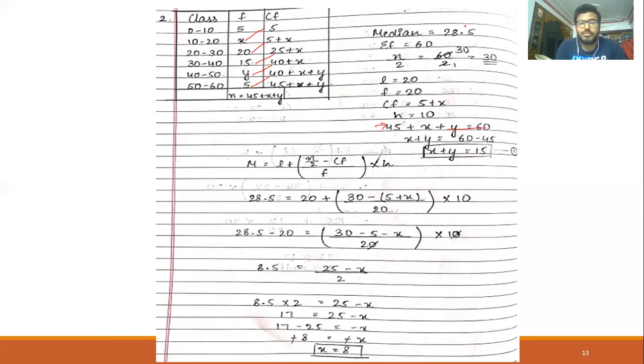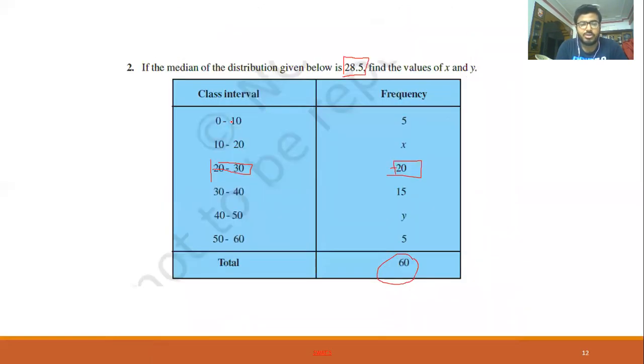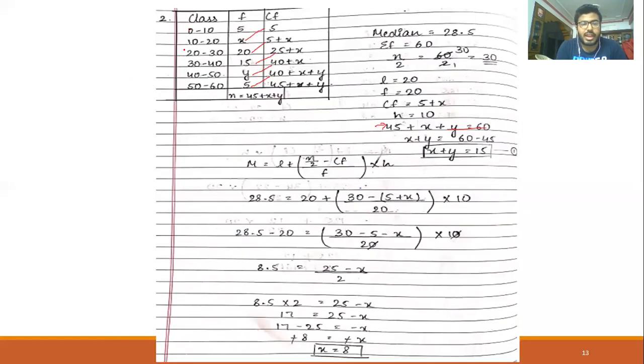Now you have got the median is what? 28.5. 28.5 already I told you. 28.5 किसके बीच में आएगा? 20 और 30 के बीच में. So as it is, okay, 20 to 30 class है. Cumulative frequency कहाँ जाएगा? ऊपर जाएगा.